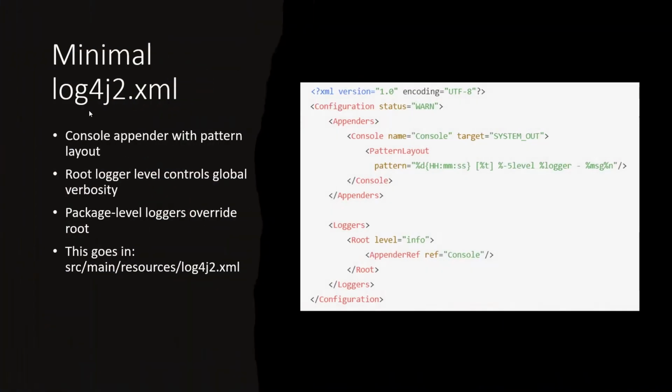So this is our log4j2 XML file. This is the minimal setup. So we're going to add an appender. We're going to add a logger. This is a console appender because the target is system out, and we gave it the name console. This is the root logger, and we have it starting at a level of info. We'll talk about levels shortly. Package level loggers do override root loggers, but not so much for this example.